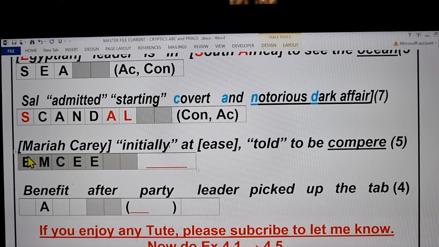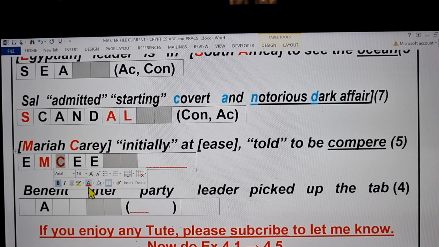Mariah Carey initially, first letters of Mariah Carey are the letter M and the letter C. Initially at E's. How many E's do you want? Well, let's see. There's the M, and there's the C. Looks like we need 3 E's. There it is. Mariah Carey, initially, at E's, told to be compare.